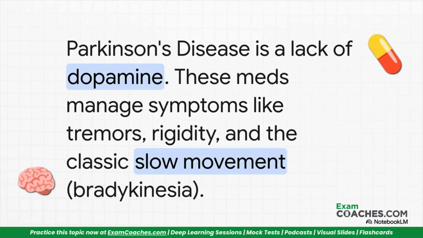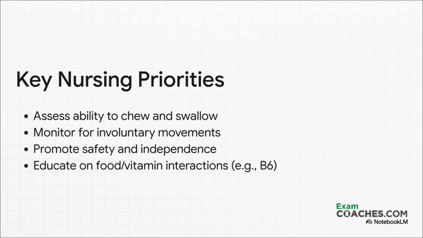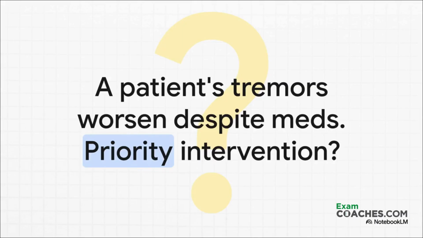All right, let's pivot to our third category: Anti-Parkinsonians. With Parkinson's, the problem is a lack of dopamine, and that's what leads to all those classic symptoms we know: the tremors, the rigidity, and that really slow movement, bradykinesia. So what are we thinking about here? Well, safety is massive, of course, and checking their ability to chew and swallow is absolutely critical to prevent aspiration. But a huge priority, and this is a classic NCLEX trap, is patient education. Knowing that something as simple as vitamin B6 can actually interfere with how well Levodopa works, that's a crucial piece of safety information.